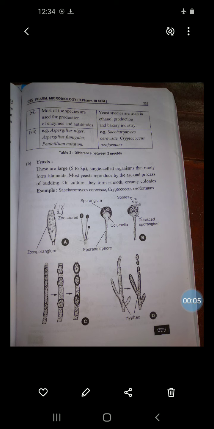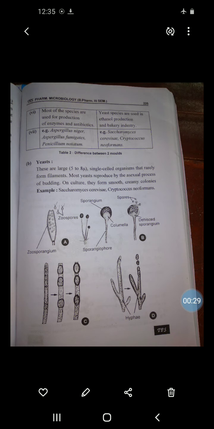In the last lecture, I discussed the introduction to fungi and the classification of fungi. Today, we will see the next point of our syllabus, that is the morphology of fungi. In that, first, the morphology of fungi and the difference between yeast and mold. Today, we will see what is yeast.